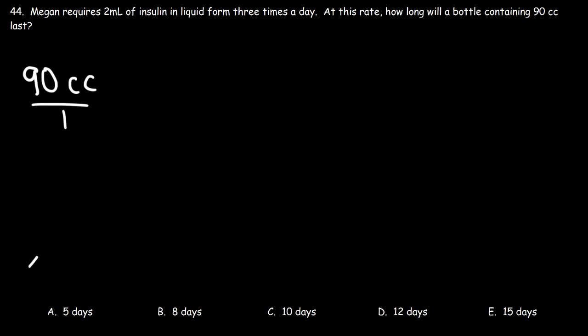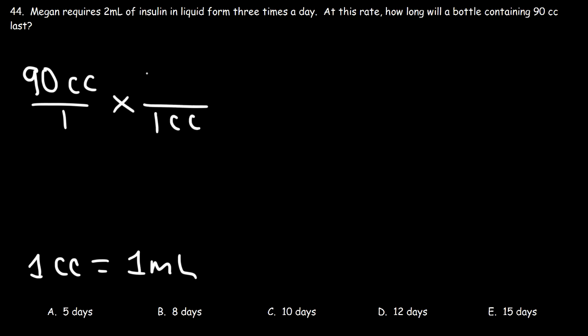Now you need to know that 1 cc is basically equal to a milliliter. And so we can write that in our next fraction. So the unit cc's will cancel. Now, how many milliliters of insulin does she require in a single day? Now, she takes it 3 times a day, and each time she uses up 2 milliliters of insulin. So in one day, she uses up 2 times 3, or a total of 6 milliliters of insulin.